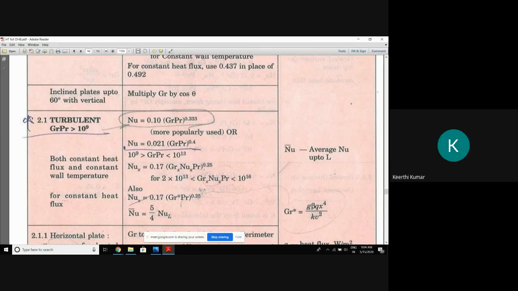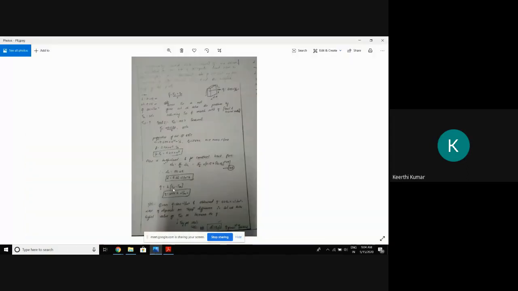Okay. So find out the NuX, substitute the value of NuX here, and take Nu average.